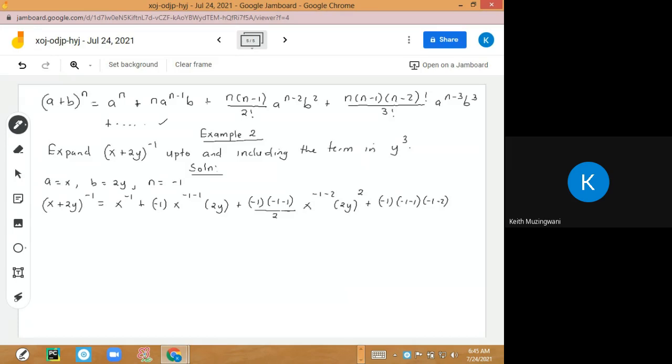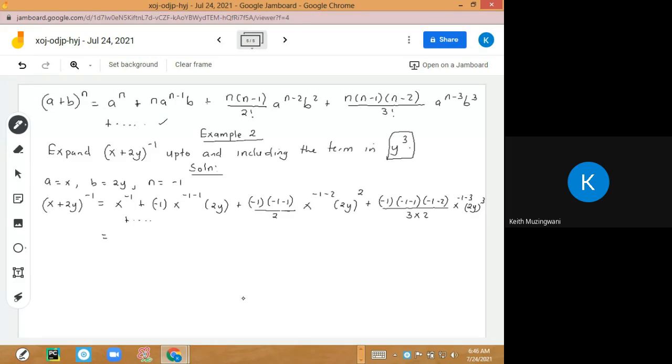So in fact, there's no factorial there, over 3 factorial, which is 3 by 2. And then x power negative 1 minus 3, (2y) power 3. So you could keep going, but the question says you must end in the term y power 3. So we have found y power 3, so we can end there.